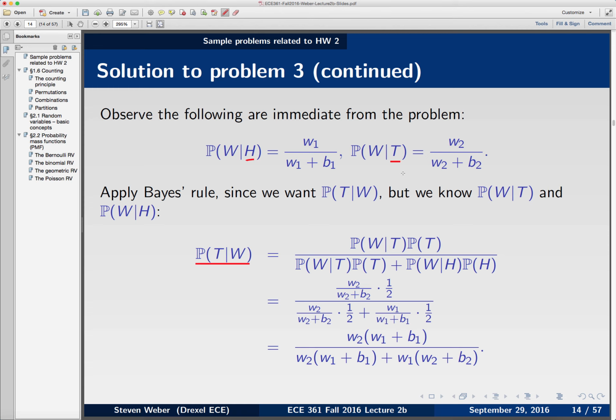Again, since this data is reversed, what we're going to do is apply Bayes' rule. So Bayes' rule tells us then that the probability of tails given a white ball can be expressed in terms of the probability of a white ball given tail, the probability of a tail, the probability of a white ball given heads, and the probability of heads. And now we just substitute in the data, observing that since the coin is fair, the probability of T and the probability of H are both 1/2. Clearing fractions gives us this result.